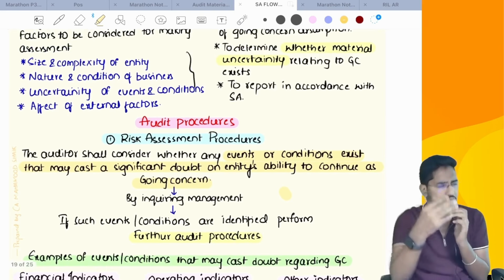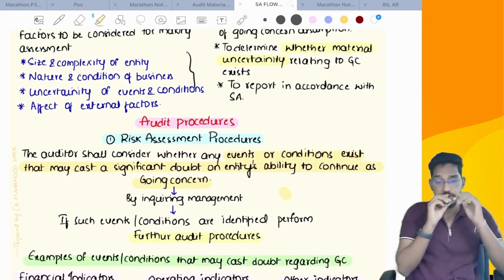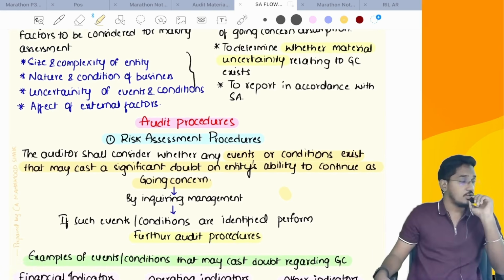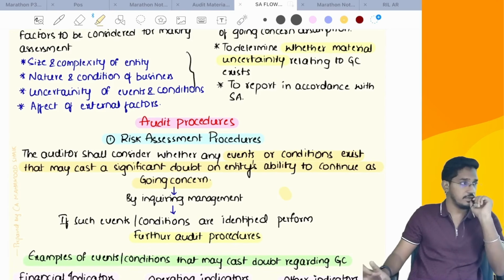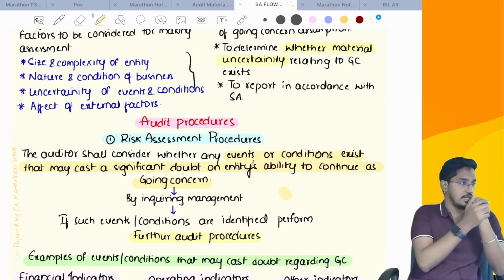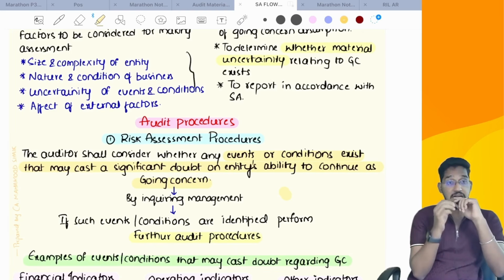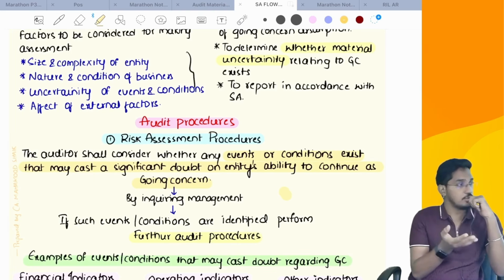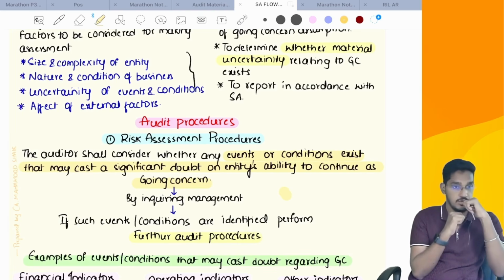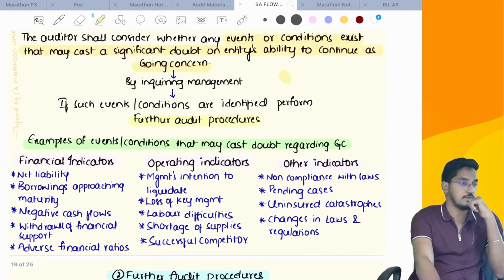How to identify? Before I say how to identify, I would like to say one more thing. Before I say how to identify that event, first we should know what are those events or conditions which create a doubt on going concern. Do you agree with me? The standard, by way of risk assessment procedures, is asking me to identify whether there is any event or condition that may cast a doubt on entity's ability to continue as a going concern. But before that, I should know what those events or conditions are. Yes or no? We call them indicators.